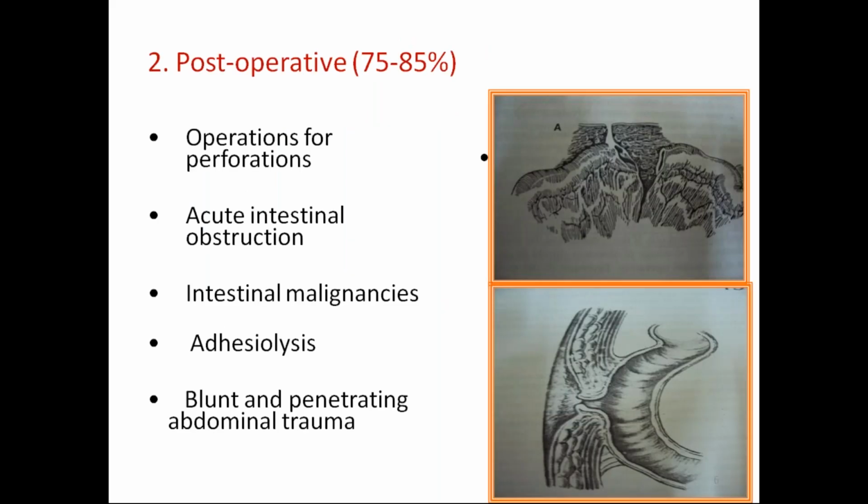And post-operatively, in operations for perforation cases, if the patient presents with perforation and we don't do a proper closure of the perforation, then there will be formation of a tract. In case of acute intestinal obstruction, there will be formation of a tract, that is diversion of the content from the bowel to the external surface. If there is an intestinal malignancy, there will be obstruction of the bowel, and above the obstruction there will be communication from the organ to the skin. Also adhesiolysis, and blunt and penetrating abdominal trauma.